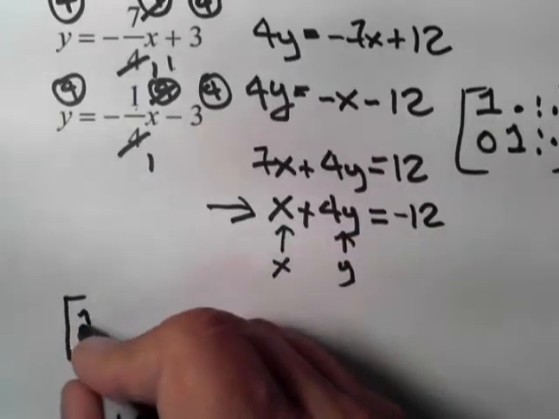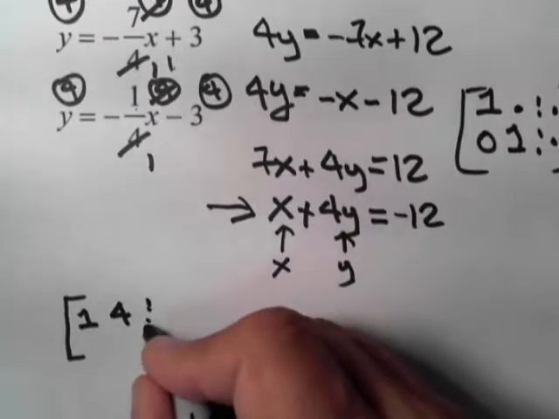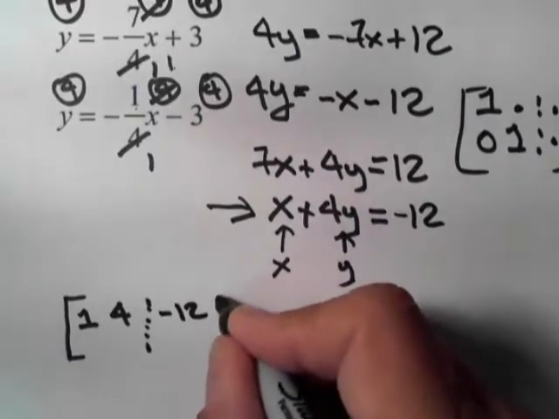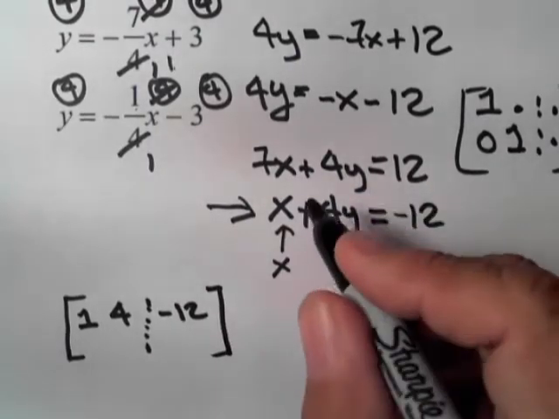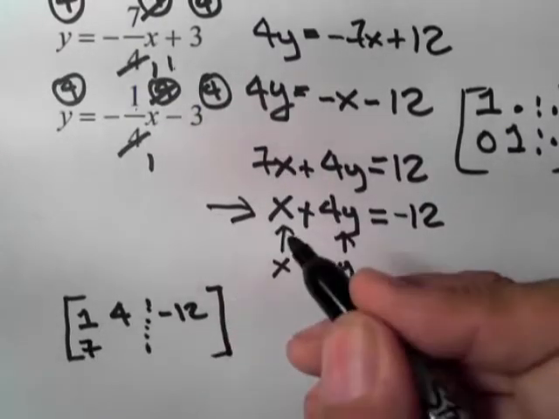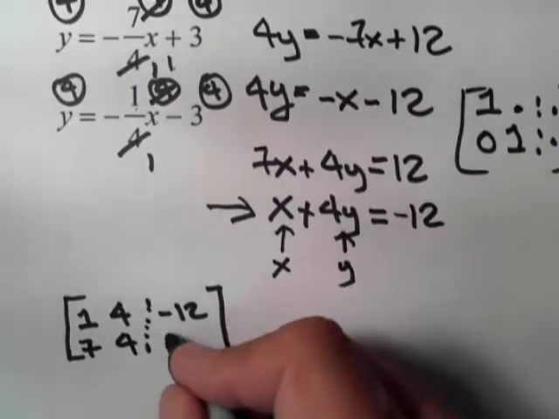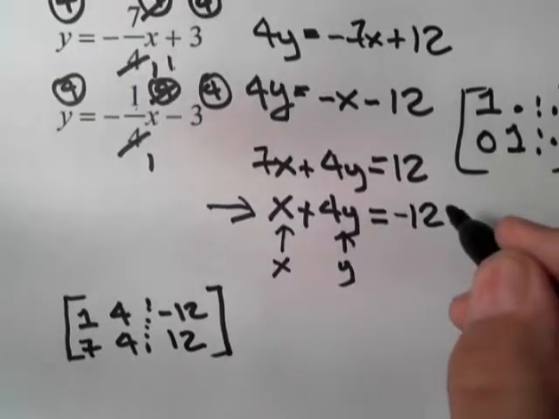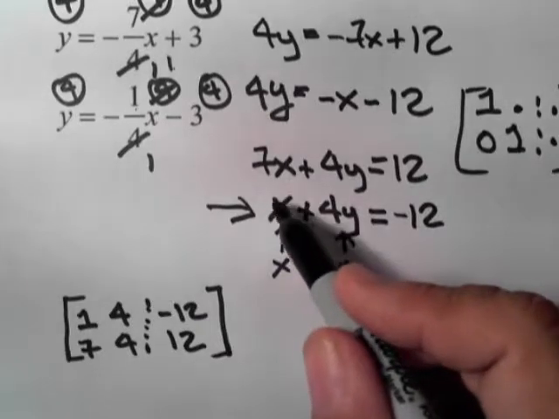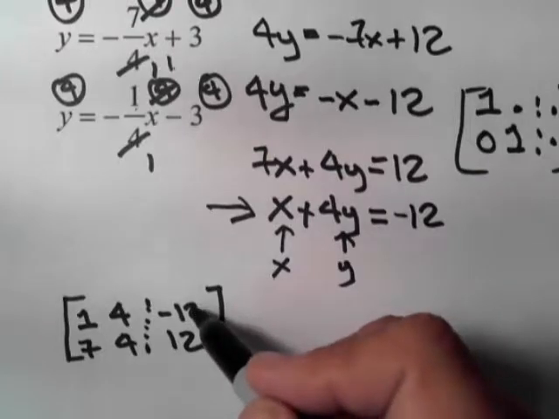So I'm going to have a 1, and then plus 4. Here comes the dashes for the equal sign, and then we've got negative 12. Here's the other square bracket. Now, the equation up here then becomes my second equation. I've got 7 and 4 and positive 12. Now let's double check this again. I moved the second one up to the first position, so I had 1, 4, equals negative 12.